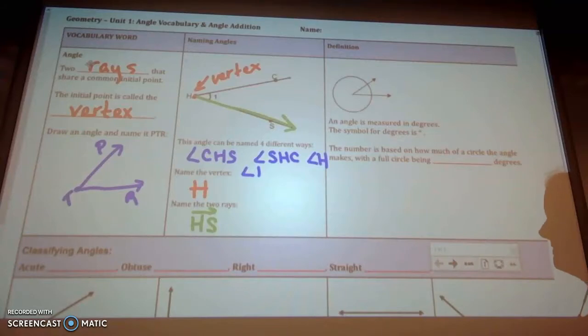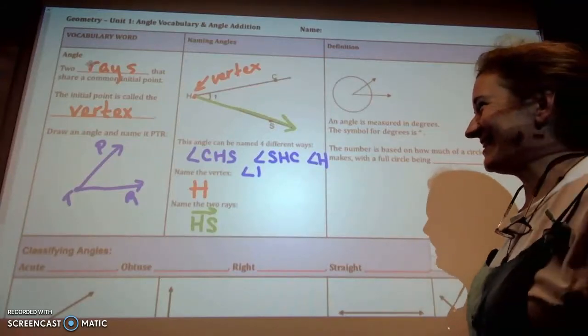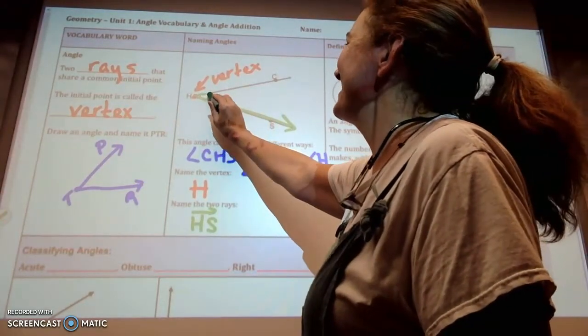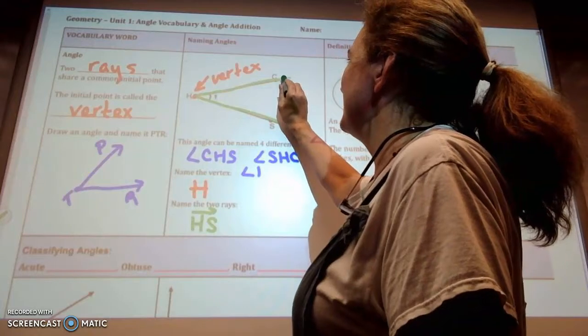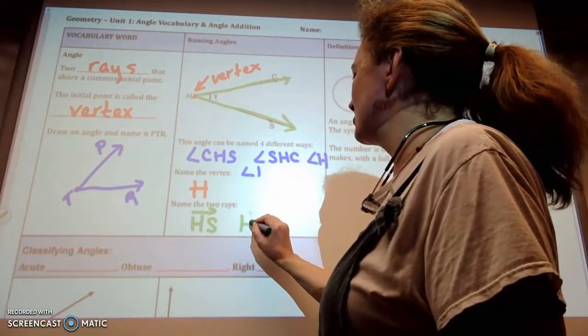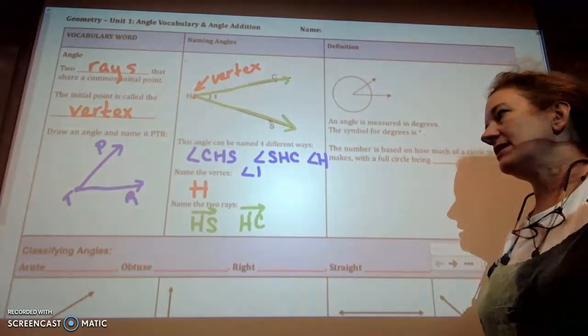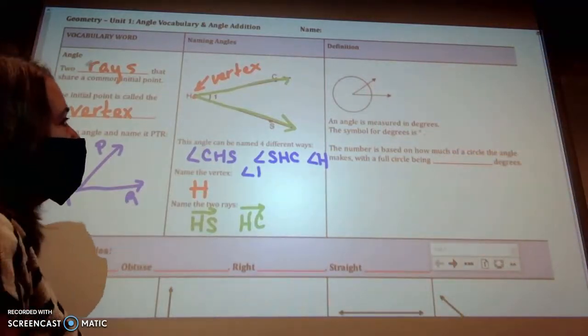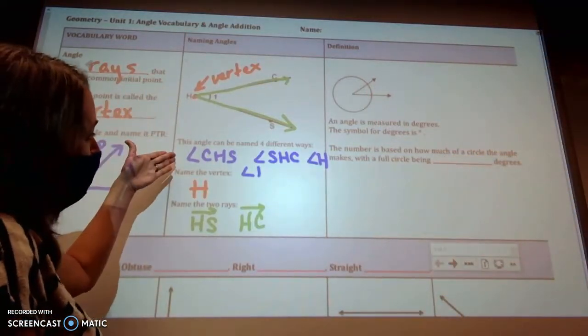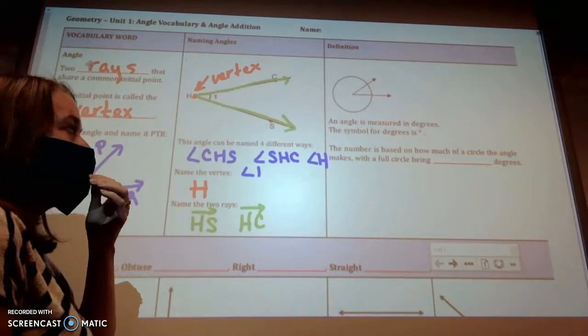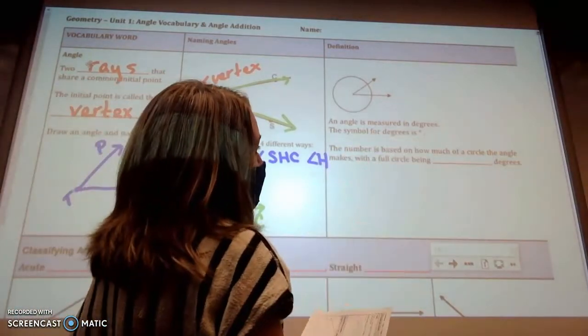Is there another ray, Miss Barnett? Yes, there is. Can you do the other ray? Yes, I can. It is H, and I'm going towards C, so it's going to be H, C. And I'm going to put the arrow on top so I don't think it's a line segment. All right, there it goes. So this is how we name an angle. This is where the vertex is. Here are the rays. Over here, an angle is measured in degrees.